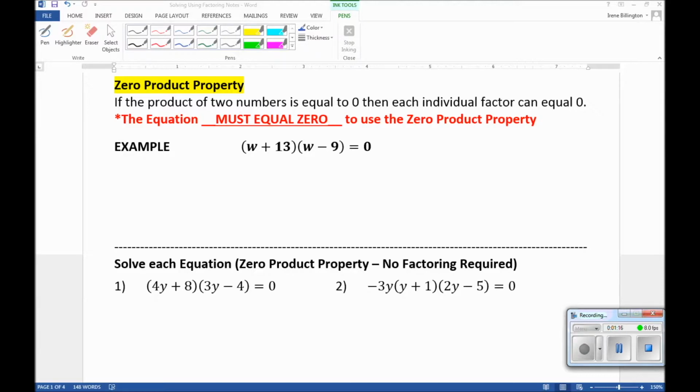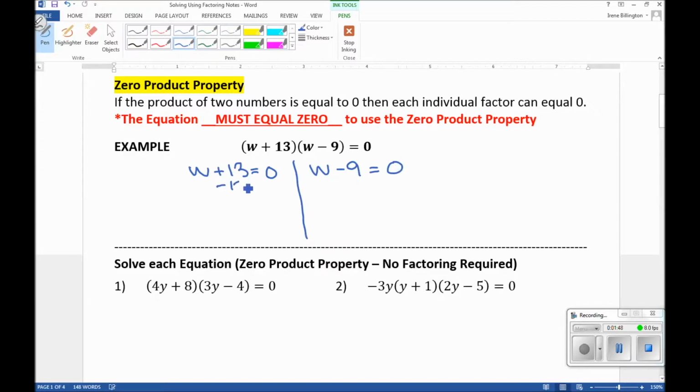So from this first example, we can see that we are multiplying 2 factors, w plus 13 and w minus 9, and those 2 factors equal 0. Because of the zero product property, we know that our first factor, w plus 13, can equal 0. We also know that our second factor, w minus 9, can equal 0. Therefore, we are going to find 2 solutions to this equation.